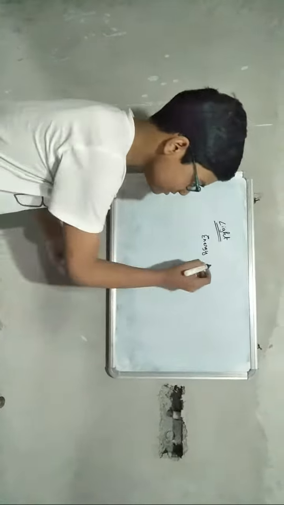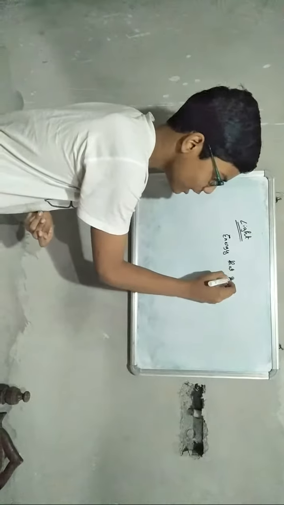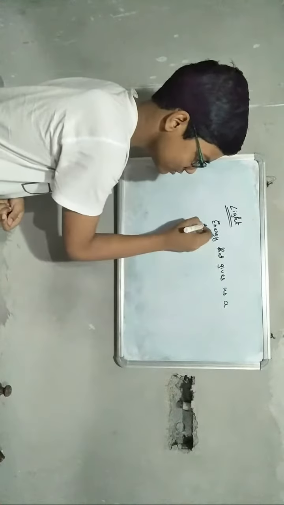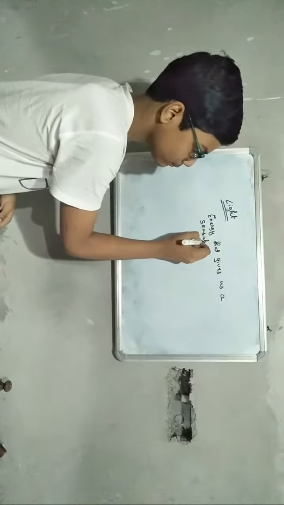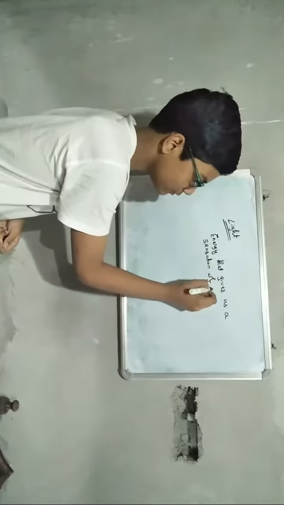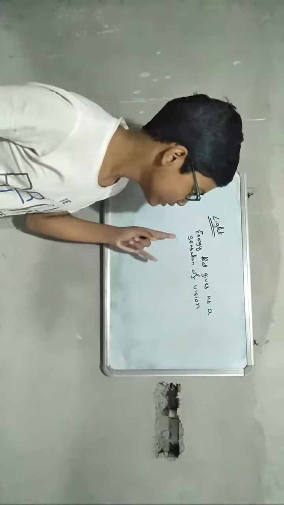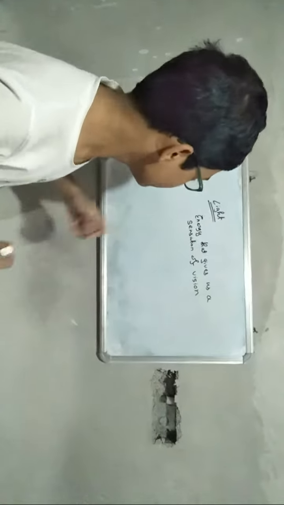So light is an energy that gives us a sensation of vision. So this is the definition of light.